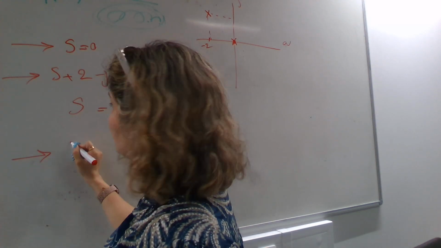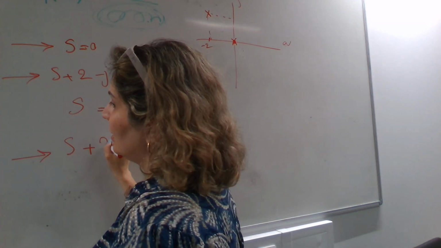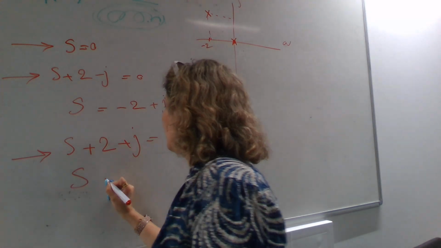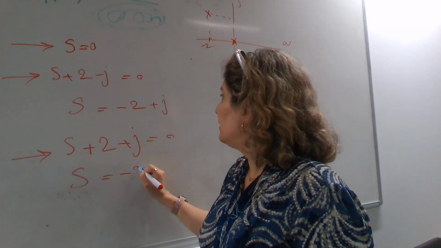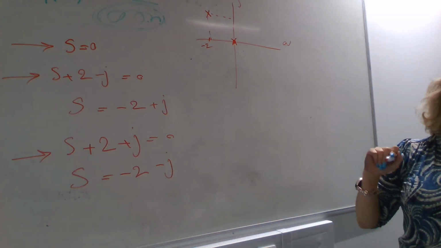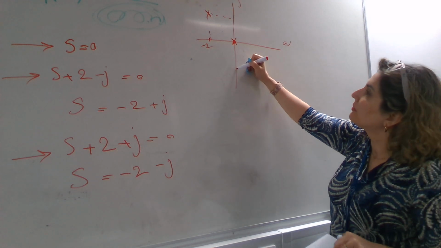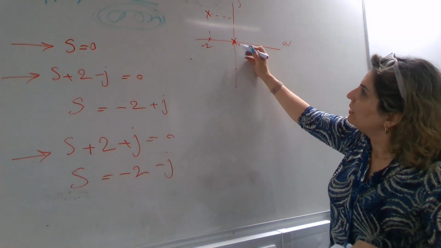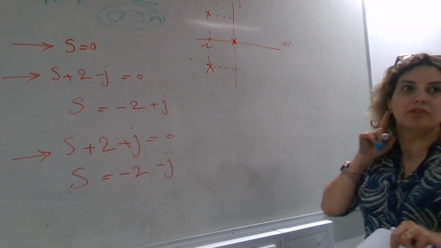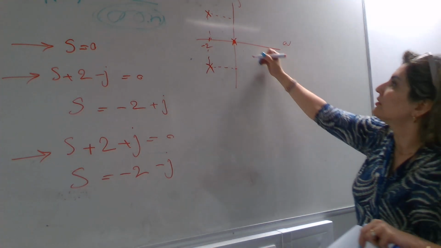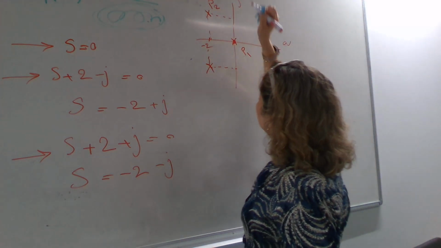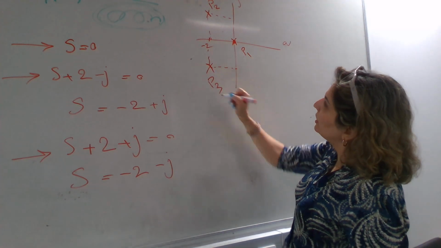I have another one. The other possibility is s plus 2 plus j is 0. And that makes s equal to minus 2 minus j. Where about is that pole? If I go minus 2 and I come down minus j, that's where we are. Okay? So that's P1, pole 1, P2, pole 2, and P3 for our third pole.